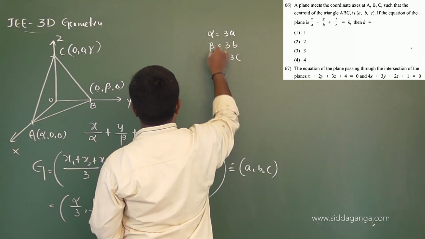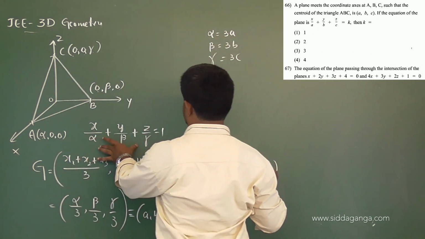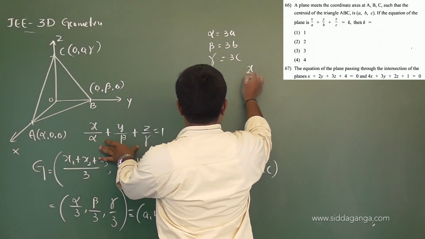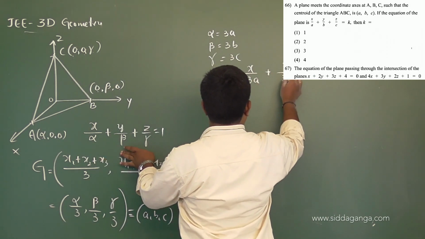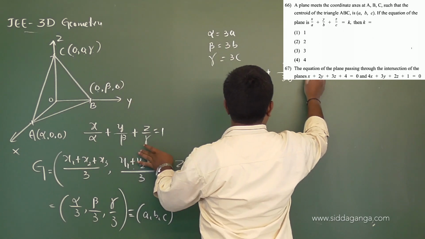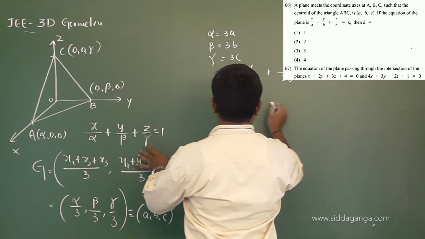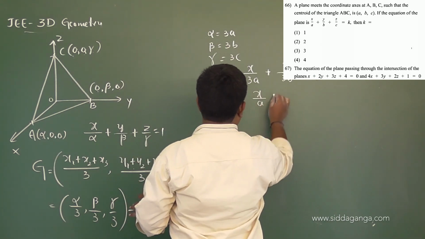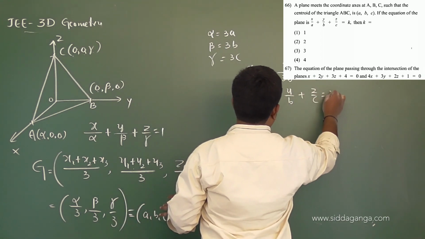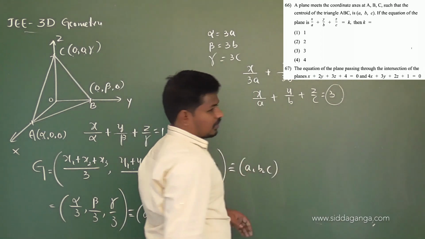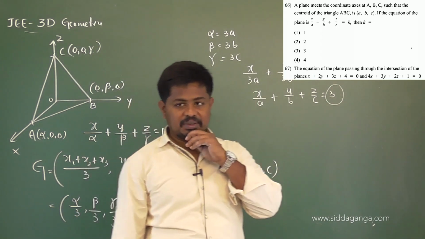Let me substitute alpha, beta, gamma in this equation. So your equation becomes what? x by 3a plus y by 3b plus z by 3c is equal to 1, or x by a plus y by b plus z by c is equal to 3. Yes, this is your k. So k is 3, option 3.